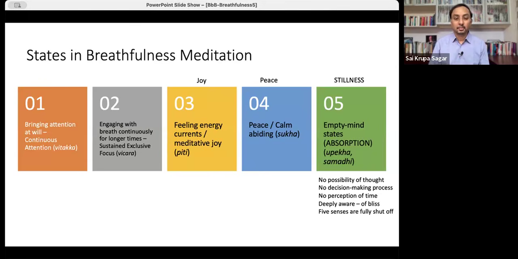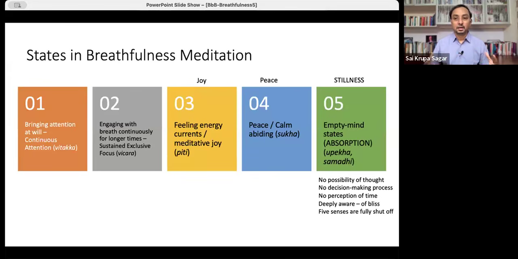And then slowly, when you're able to continuously observe your breath, focus your attention at your nose or wherever we tell you, when you're able to focus on it for at least 3 minutes, 4 minutes, 5 minutes, then you are in stage two, engaging with the breath continuously for longer time. Then you have to pat your back. Yes, I progressed in meditation. First 2 days, I was not able to focus on my breath. Now I'm able to focus on my breath.